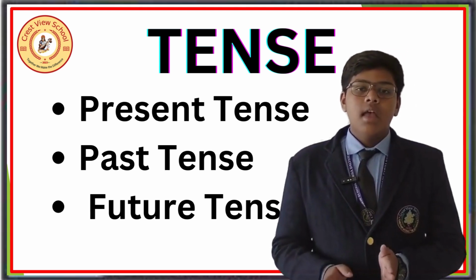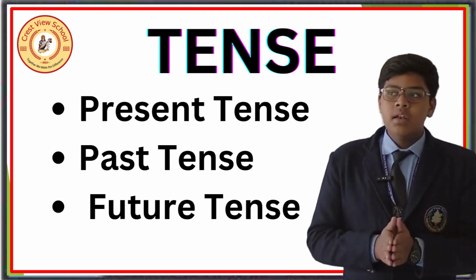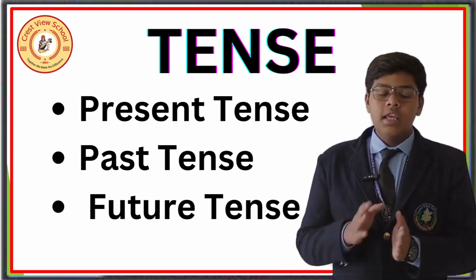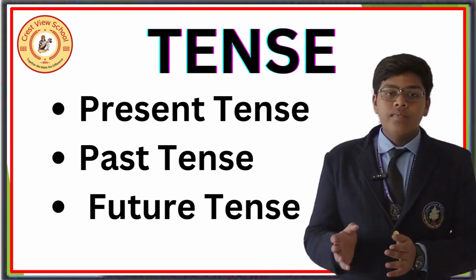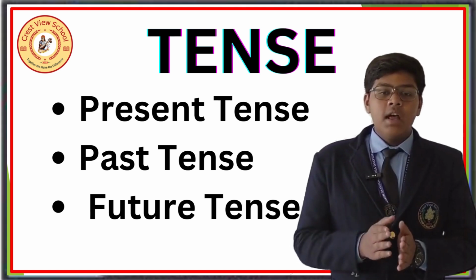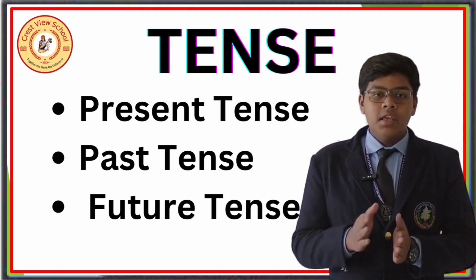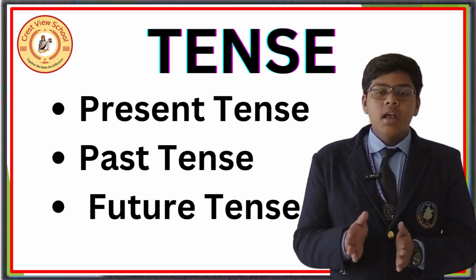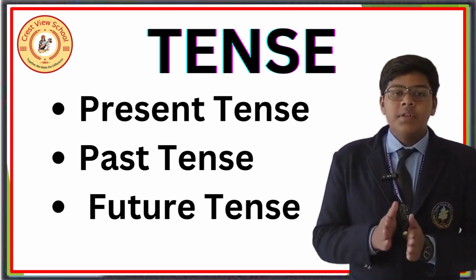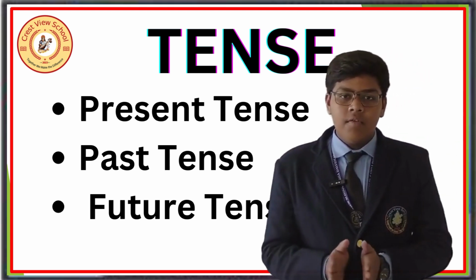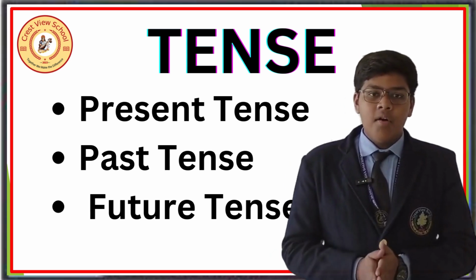That is, he has been going to school. So we are using has been with he because he is a singular subject, and going is the present participle form of the verb.